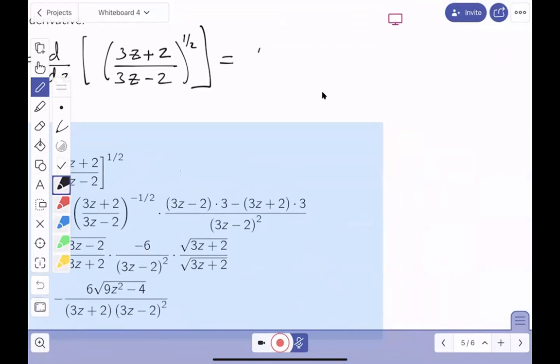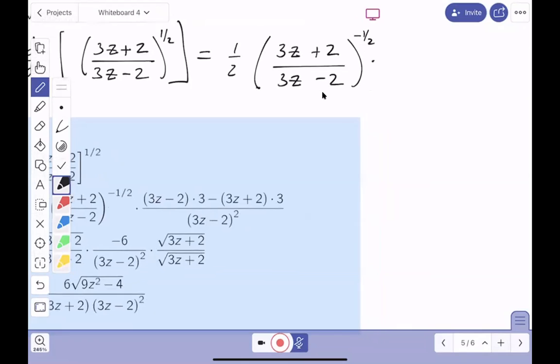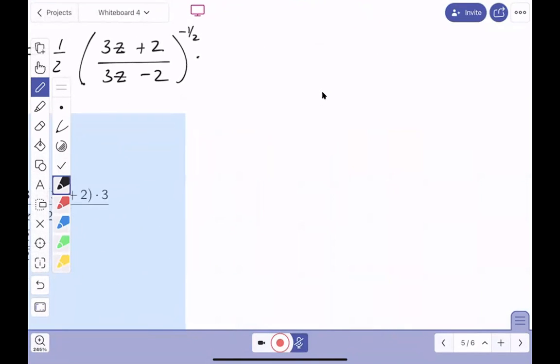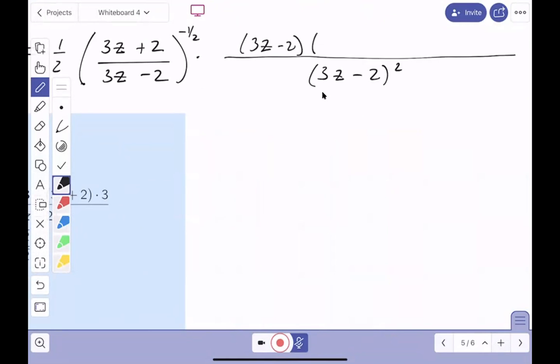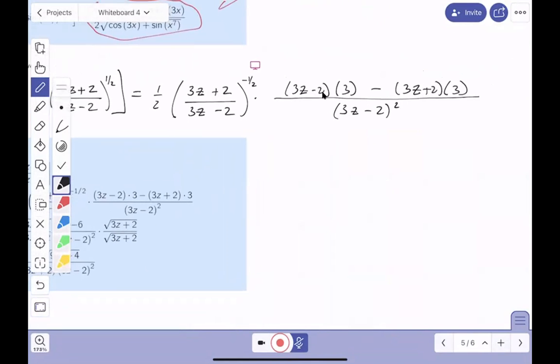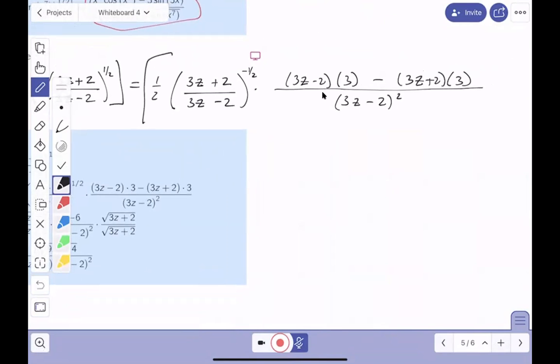So what do I get? I get 1/2, and then I write this over here: 3z minus 2 over 3z plus 2 to the minus 1/2 power, times the derivative of the inside. Whoops. That's 3z minus 2 squared, and 3z minus 2 times the derivative of the top, which is 3, minus the top, 3z plus 2, times the bottom's derivative, which is 3. I've got to be honest with you, I would actually accept this as an answer.